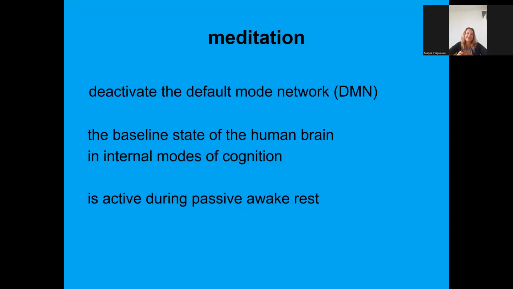DMN is active during passive awake rest, when persons are engaged in internally focused tasks, such as autobiographical memory retrieval, thinking about the future, taking the perspective of others, and so on. The default network may contribute to the use of past experiences to plan for the future and maximize the experience of not being engaged by the external world. Meditation decreased activity in the main regions, probably due to reduced mind wandering.